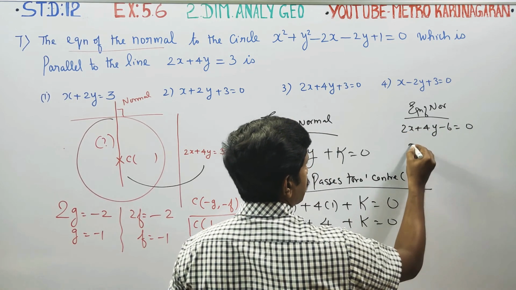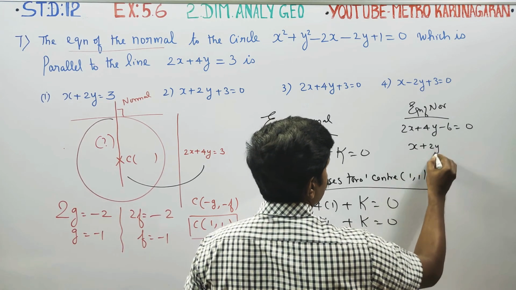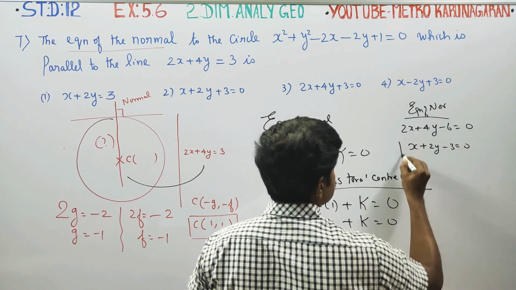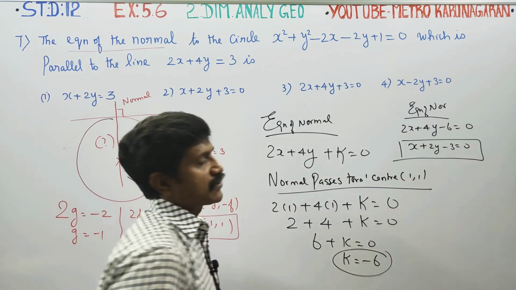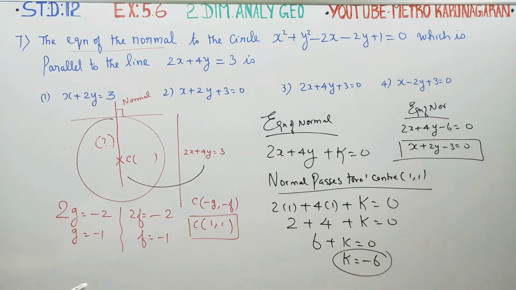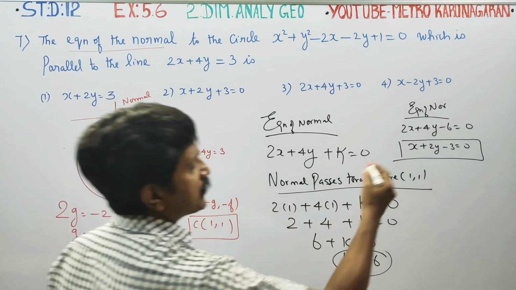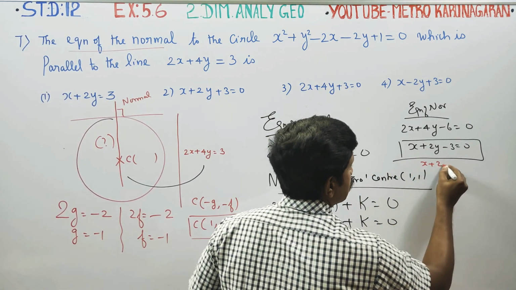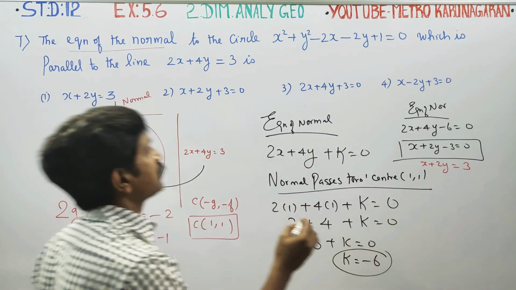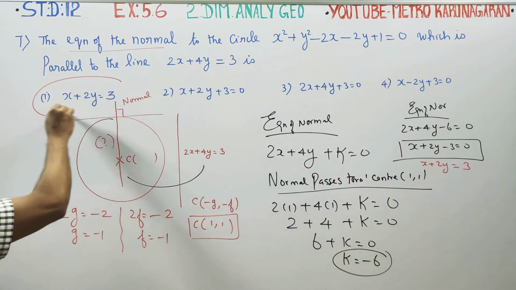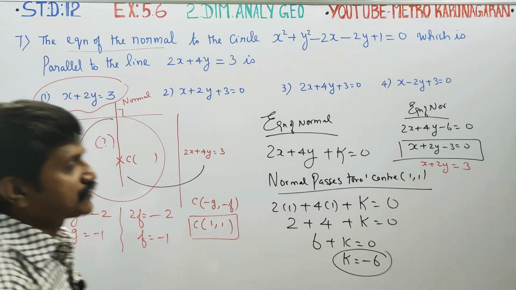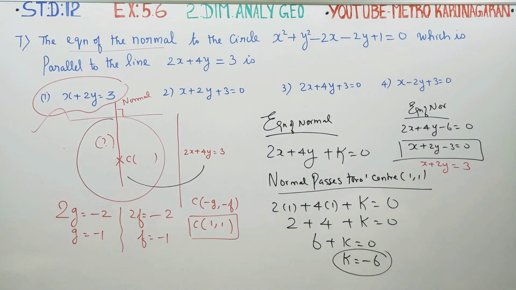Dividing all by 2, x plus 2y minus 3 is equal to 0 will be my equation of normal. See where the answer is in the options: they have kept x plus 2y is equal to 3, nothing else matches. Therefore, the first option is my answer. Okay, thank you.